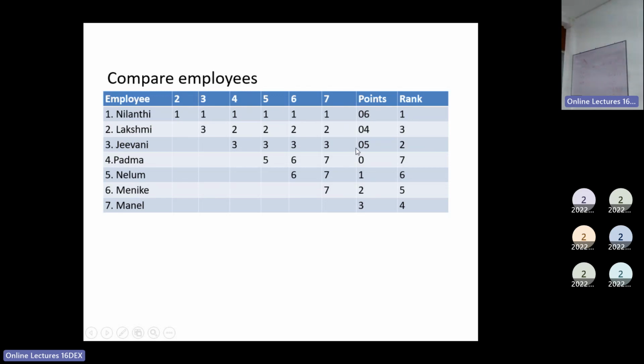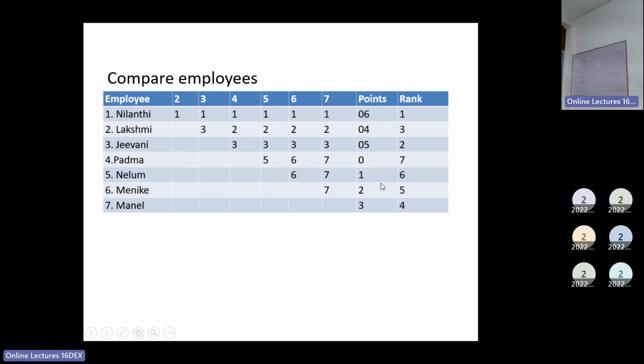Now you have calculated the points they have received. Okay. Now you can put them in rank order. In this case, which is better? Larger the better or smaller the better? Larger the better in this case. So who has got the highest points? Nilanthi is the one. The second one, Jeevani. Third one, Lakshmi. Fourth one, Mane. Fifth one, Menike. Sixth one, Nelum. Last one, Padma, 0. Understand? So this is the order.